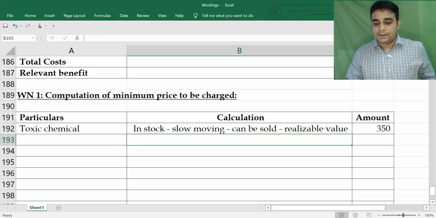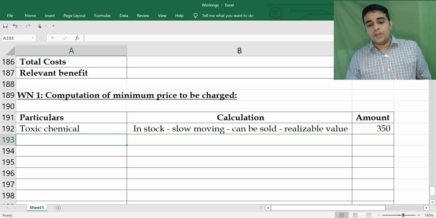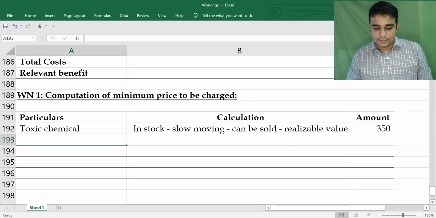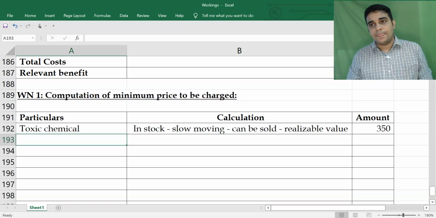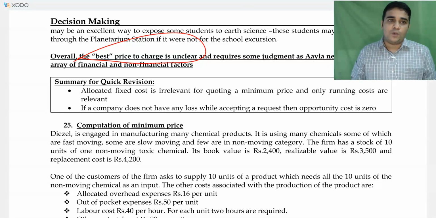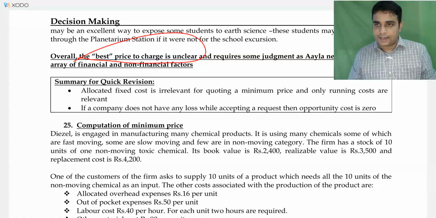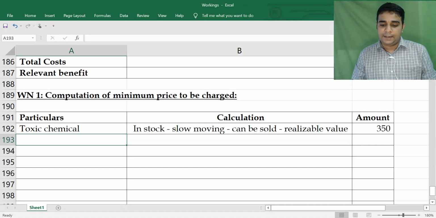I am writing 350. I am writing the per unit number, 3500 by 10. I am doing all my calculation at a single unit level. 350 is the toxic chemical cost. The 3500 is the value for 10 units of raw material. So we are calculating for only 1 unit as of now. I need all the 10 units, but I am doing my calculation for 1 unit, so we divided by 10, 350.